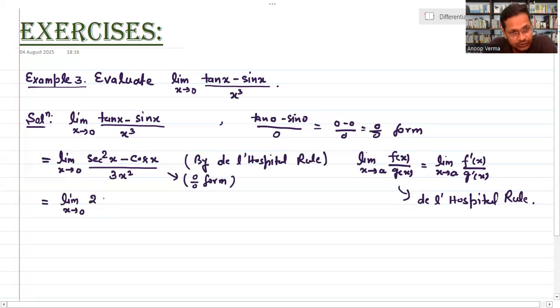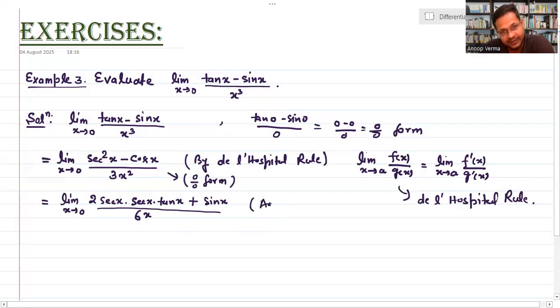So it will be 2 sec x, we apply the chain rule, and the derivative of sec x is sec x into tan x. And the derivative of cos is minus sin, so it will be plus sin x, divided by 6x. So this is again by the L'Hospital rule.